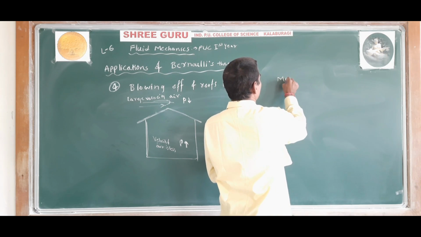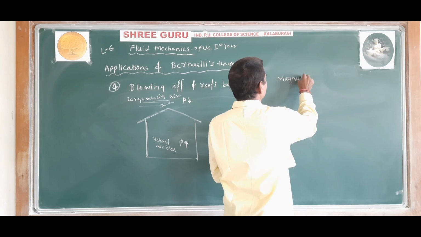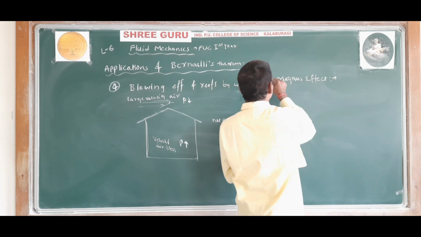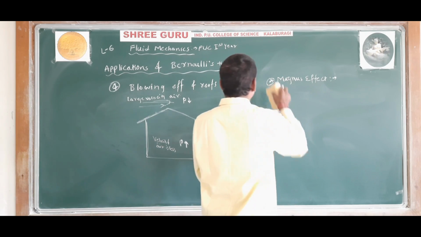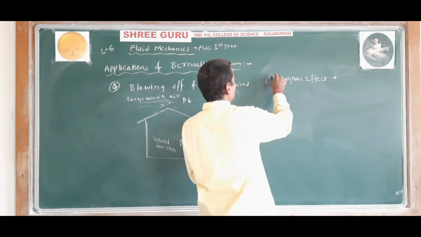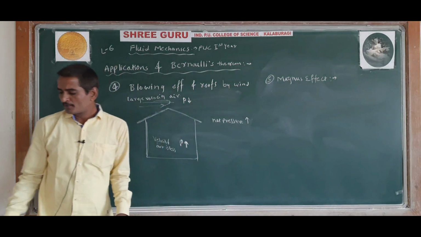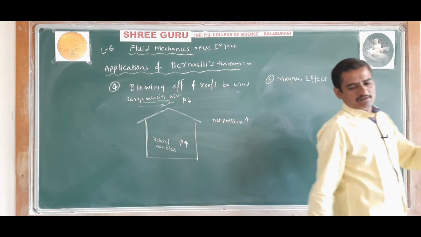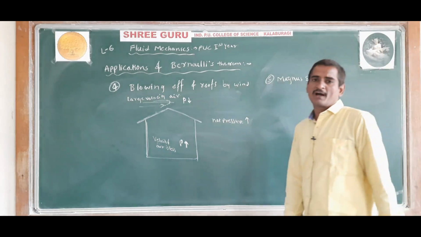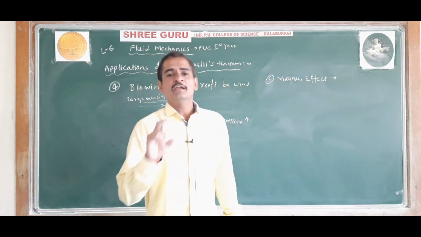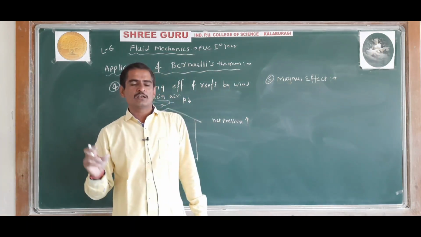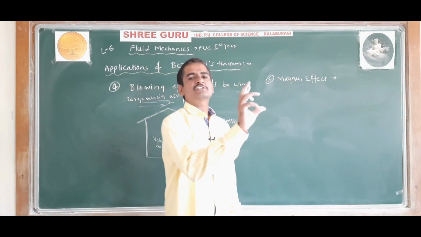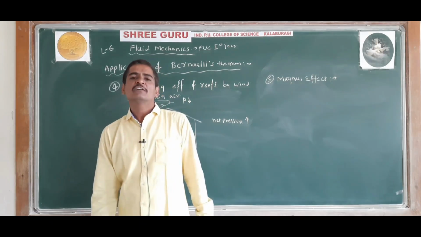Magnus Effect. This is the fifth one. A ping pong ball, a spinning ball thrown into the air, will change its path of motion. A ping pong ball or a spinning ball, when it is thrown with a high velocity in the air, will change its direction of motion.